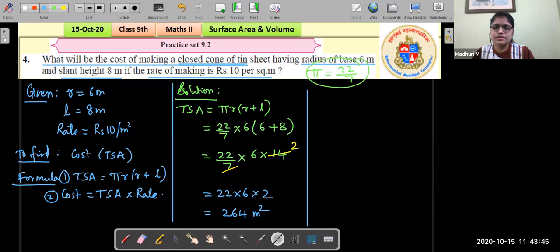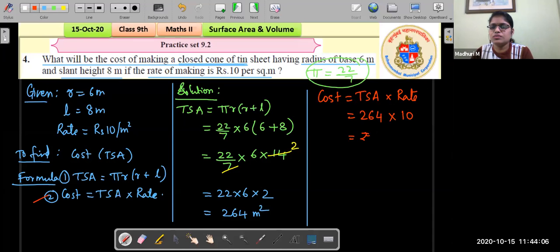And what will be the next step? We need to find the cost. It is easy. We know the formula. Simply multiply with the rate, right? So cost is TSA times the rate. What is TSA? We have got that to be 264 times the rate. Rate is 10, and that gives us the answer to be 2640. That is the cost of making a closed cone of tin sheet.